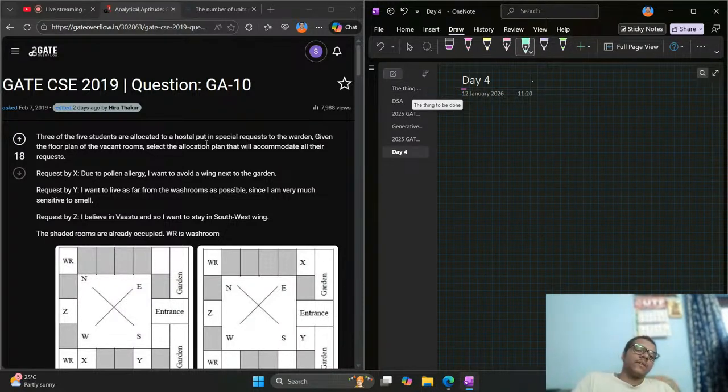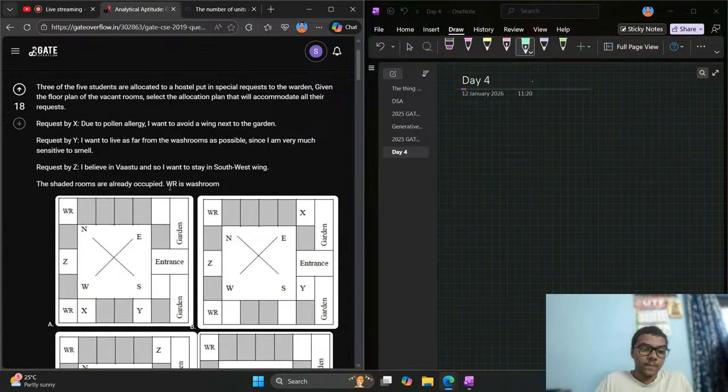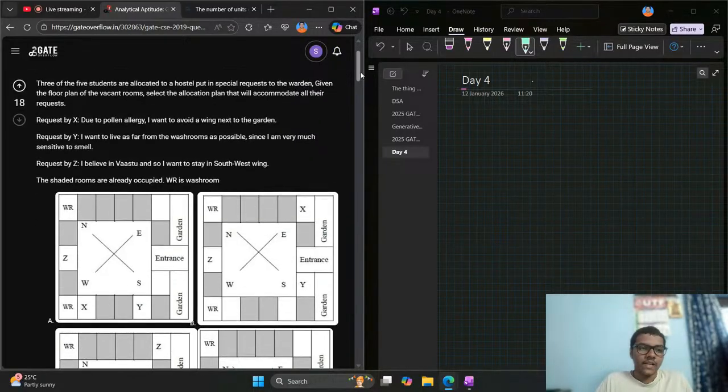3 of the 5 students are allocated to a hostel. Okay, I did this one before. Special requests to the warden, given the floor plan of the vacant room. Select the allocation plan that will accommodate all the requests. Due to pollen allergy, I want to avoid a wing next to the garden. So this one and this one are eliminated. So this option is already eliminated.